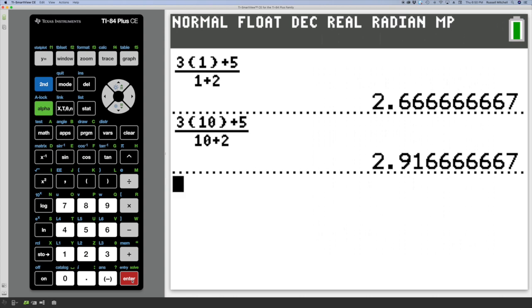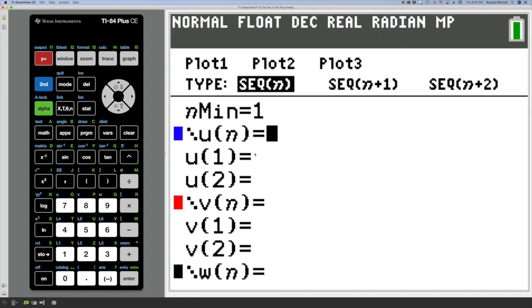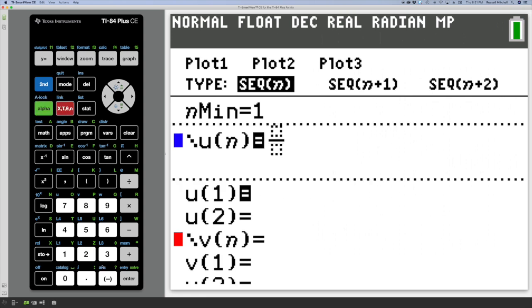And so 2.9, so roughly 3. Okay, so let's go to y equals, or sorry, roughly 3, and this is pretty close to 3 also, right? So for y equals, we're going to type in our fraction. Our numerator is 3n plus 5, and our denominator will be n plus 2.